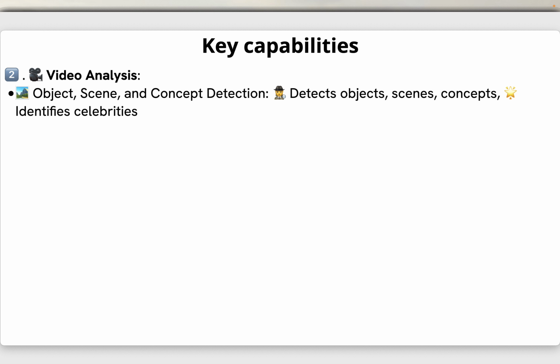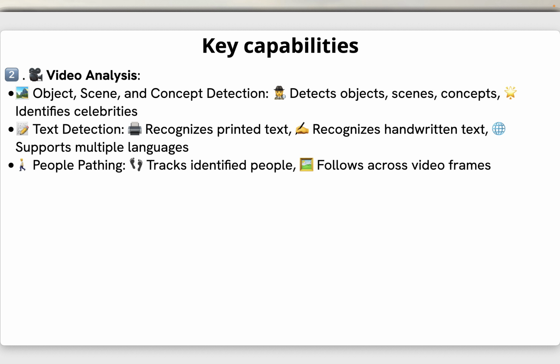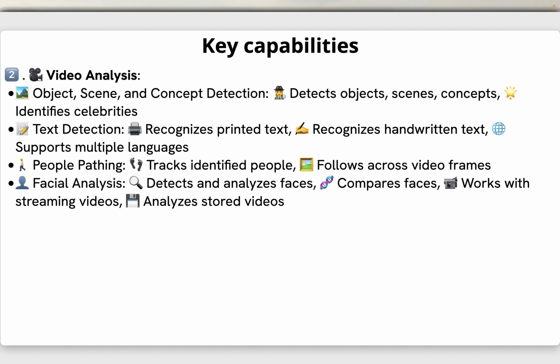Next is under video analysis. The key capabilities are object, scene and concept detection. It can detect and classify objects, scenes, concepts and celebrities in videos. Text detection. It can detect and recognize printed and handwritten text in videos in a variety of languages. People pathing. It can track identified people as they move across video frames. So this is especially useful in sports. Facial analysis. It can detect, analyze and compare faces in streaming or stored videos.